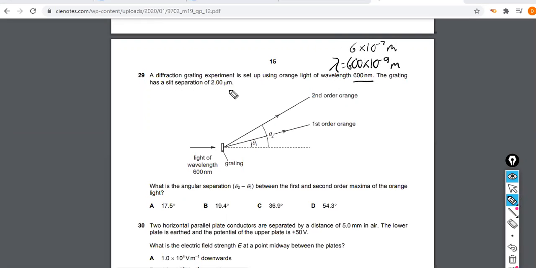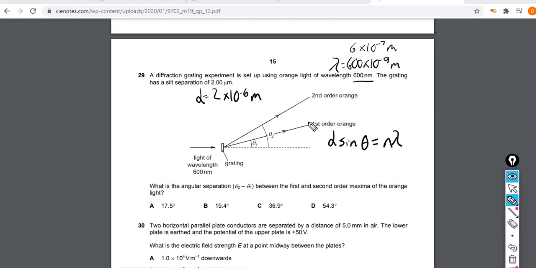The grating has a slit separation. Remember that the distance between the slits in a diffraction grating is what we call d, and it's 2 micrometers, okay? The equation that's important here is d sine theta. Remember, like design. We design the equation for diffraction gratings. d sine theta equals n lambda, right? Where n is the order number.